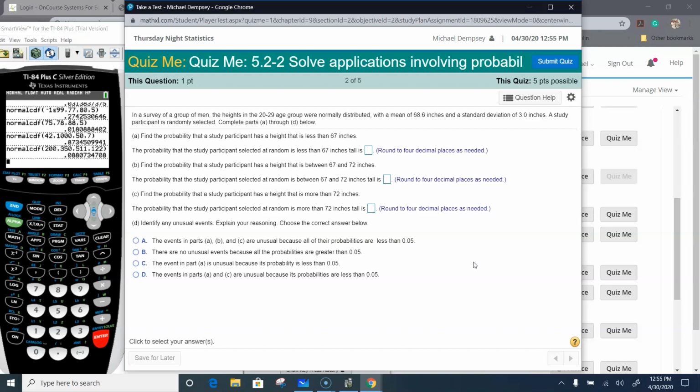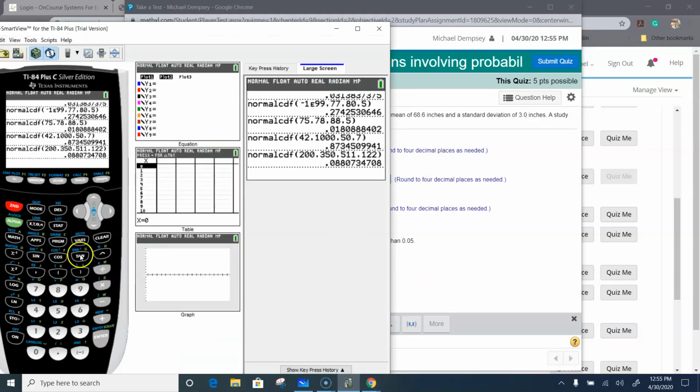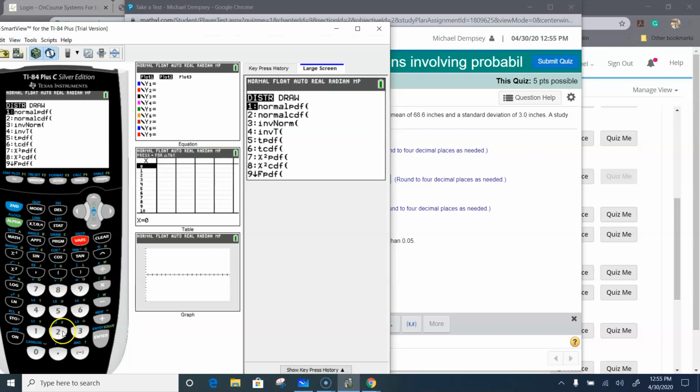So this one has several layers to it. In a survey of a group of men, the heights in the 20 to 29 age group were normally distributed, with a mean of 68.6 inches and a standard deviation of 3 inches. A study participant is randomly selected. Complete parts A through D. Probability that the study participant selected at random is less than 67 inches tall. So that's going to be normal CDF. We'll go 0 to 67. So lower limit 0, upper limit 67. The mean is 68.6, and standard deviation is 3.